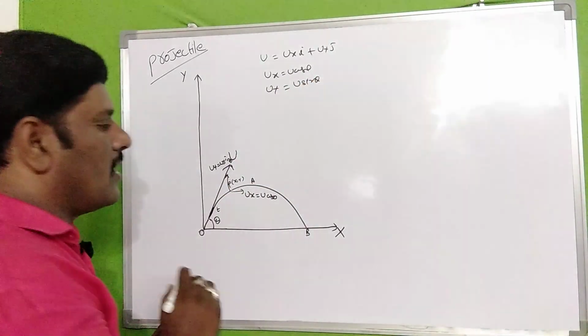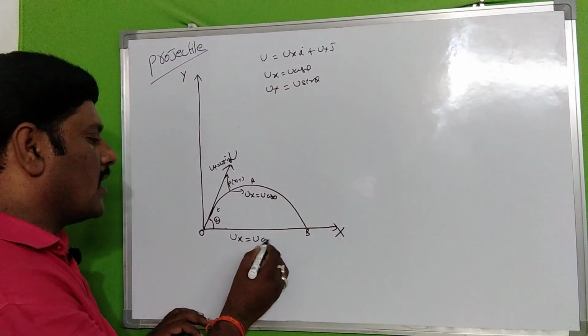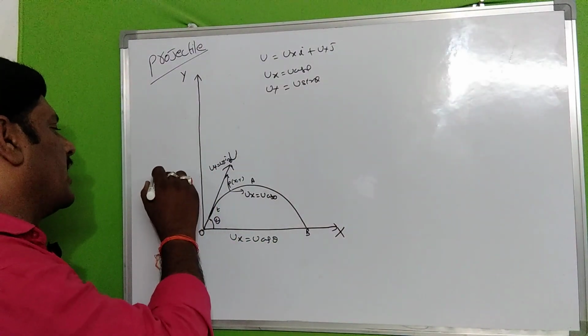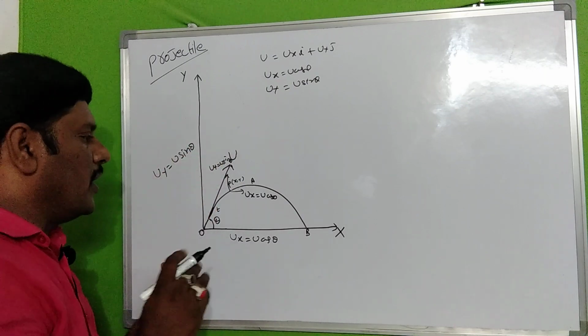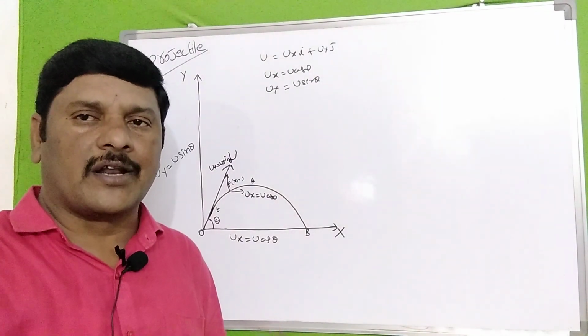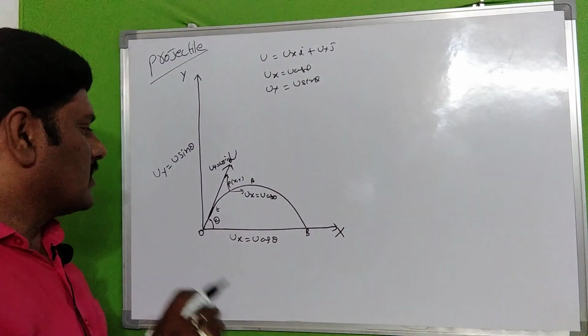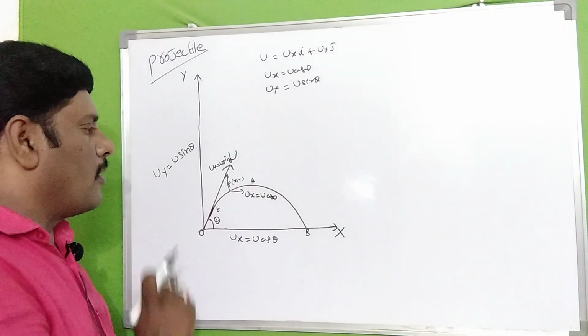So u cos theta I take along the horizontal direction, ux equals u cos theta. Along the vertical direction, uy equals u sin theta. Now we want to find out the maximum height, time of flight and range. So now we discuss the motion of the body at any arbitrary point on the path.